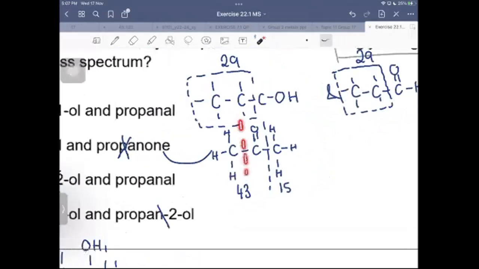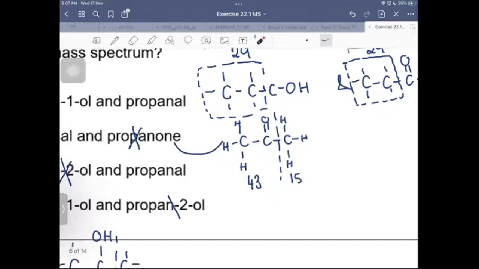Okay, if I break it here, I will have 15 on this side, and then on the other side, another possible fragment would be, I believe, 43. Same thing: if I were to break it here, I can only have 15 and 43. So propanone can never produce a fragment that results in a peak at 29.